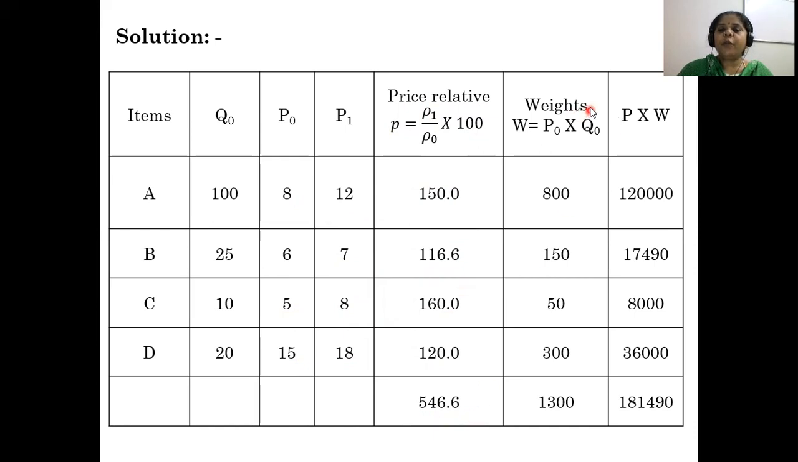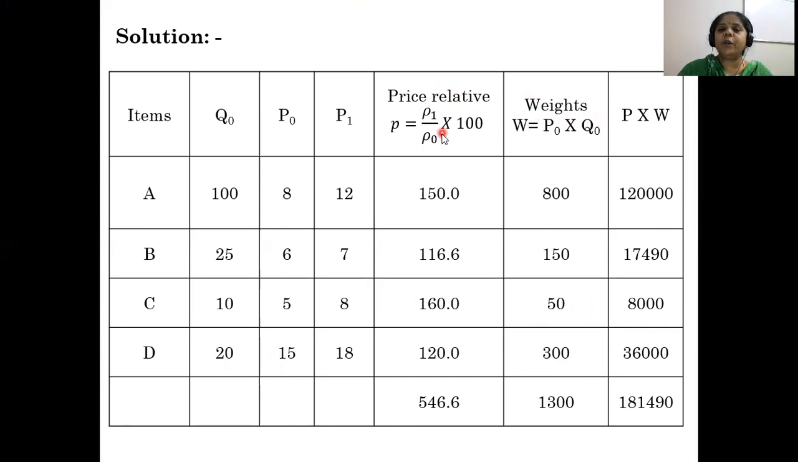Okay. So how to find out weights? Weights is equal to base year price into base year quantity. This is how we have to find out the weights. So base year price is 8, base year quantity is 100. 100 into 8, 800. 25 into 6, 150. 10 into 5, 50. 20 into 15, 300. Okay, students, that's how we have to find out the weights.